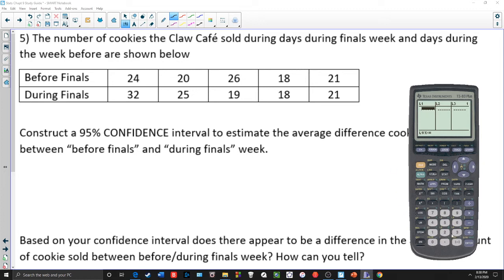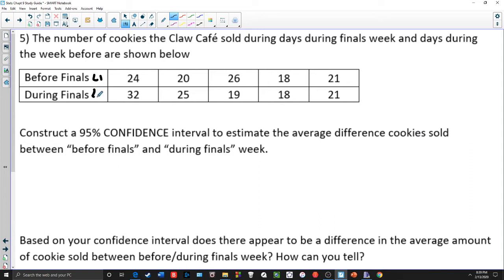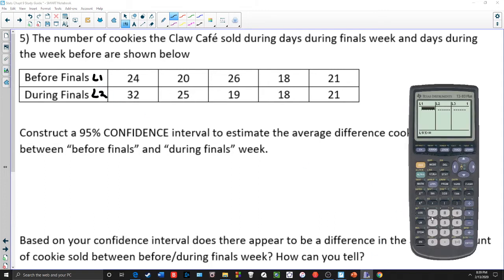And so L1 here is our first list, so we'll call before finals L1 and during finals L2. So we're going to have 24, 20, 26, 18, 21. And then L2, we're going to have 32, 25, 19, 18, and 21.